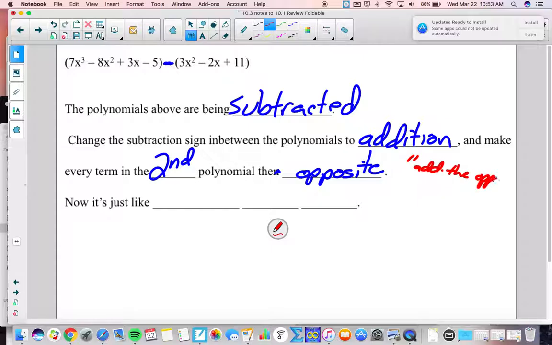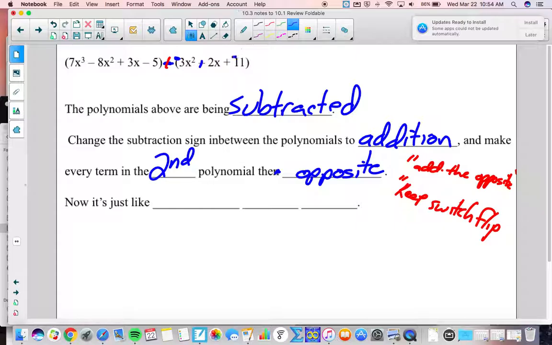chop slash, or I kind of like this one the best, keep, switch, flip. We switch the minus sign here, or subtraction sign, to a positive, and then we flip everything in the other polynomial to the opposite. So a positive 3x squared becomes a negative 3x squared. A negative 2x here becomes a positive 2x.